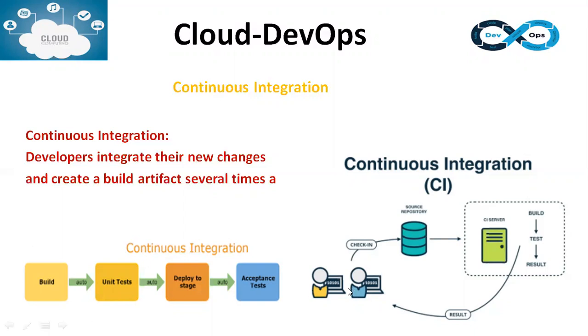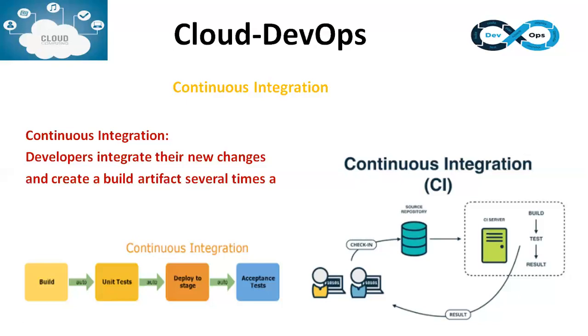In the second diagram, check-in happens. The CI server, meaning continuous integration server, will build this, test it, and whatever the result, the feedback will be sent to developers. That is why continuous integration is very important, and continuous integration tools are also very important in the market. That is why we need to automate this whole process. That is the picture of continuous integration tools. They make this process automatic.